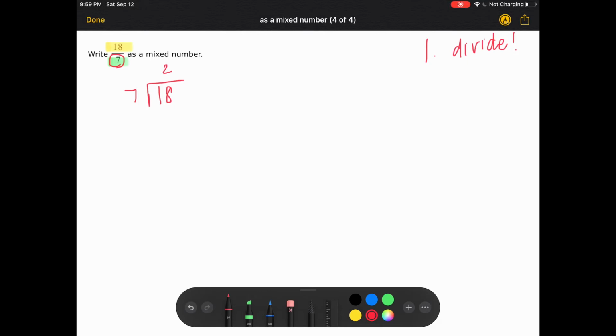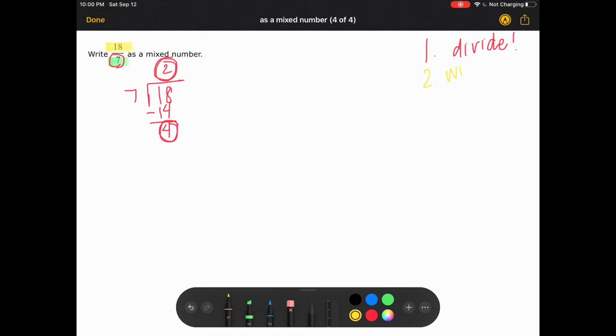I'm going to say, how many times does 7 go into 18 without going over? And I know that that is 2. So 2 times 7 is 14. And I subtract that, and 4 is my remainder. Now, it is very important to have the remainder and your whole number.